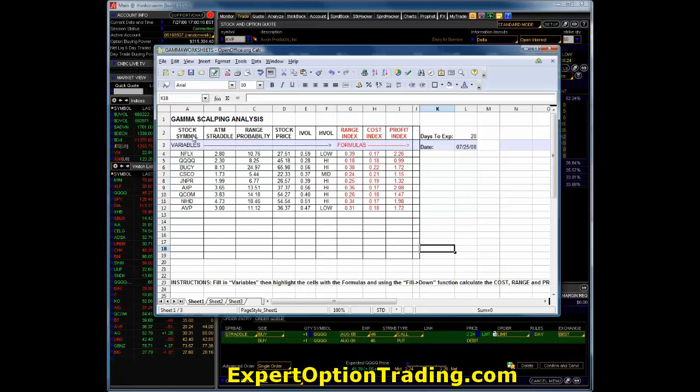We have the variables that we're going to be entering: the stock symbol, the at-the-money straddle price, the range probability, the stock price, the implied volatility of the stock issue, and the historical volatility. Now, the historical volatility is not a numerical entry, but it is a judgment entry, and it's probably the only judgment entry that you're going to have.